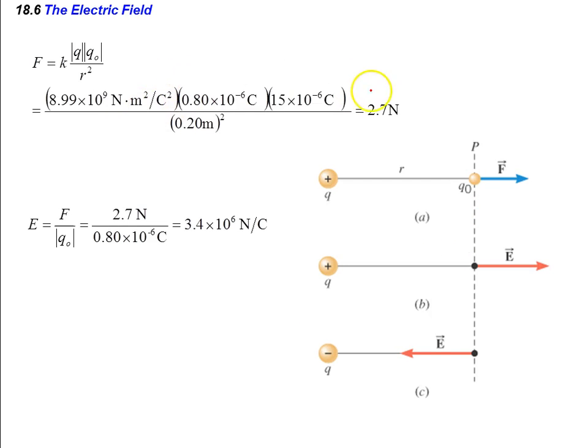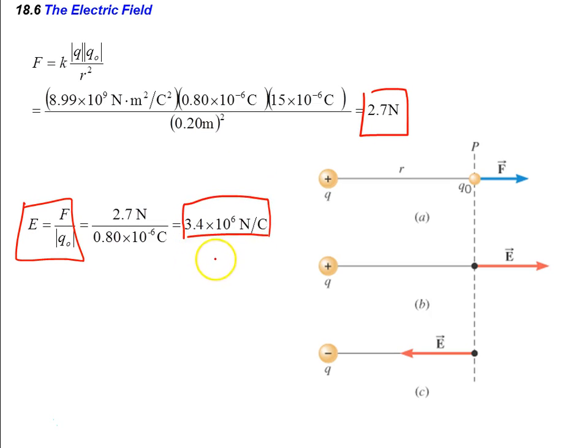So we can find the magnitude of that force based on Coulomb's law to be 2.7 newtons, and then use this equation that we had from before to see that there must be an electric field of 3.4 times 10 to the 6th newtons per coulomb.